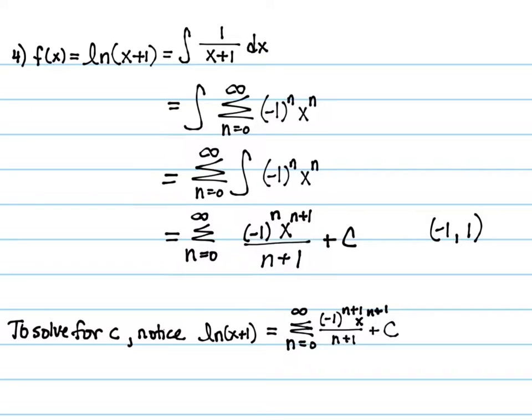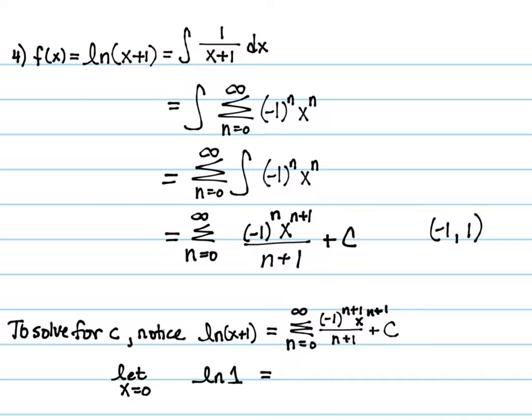In particular, if you take a look at this function the way that it is, because it's natural log of x plus 1, x being 0 is a very nice value. There's nothing special about it except that it's nice. If I let x equal 0, I actually have the natural log of 1 on the left. What's the natural log of 1?